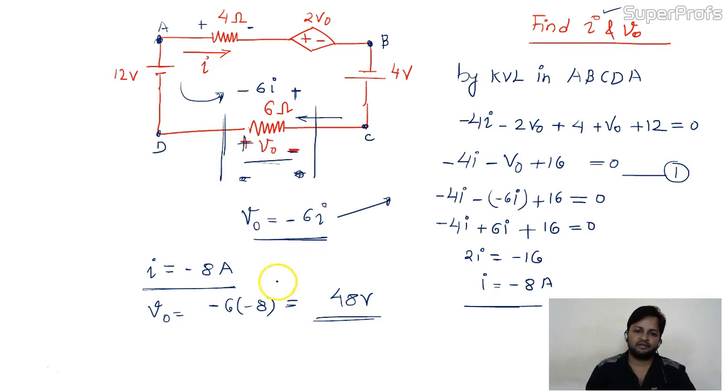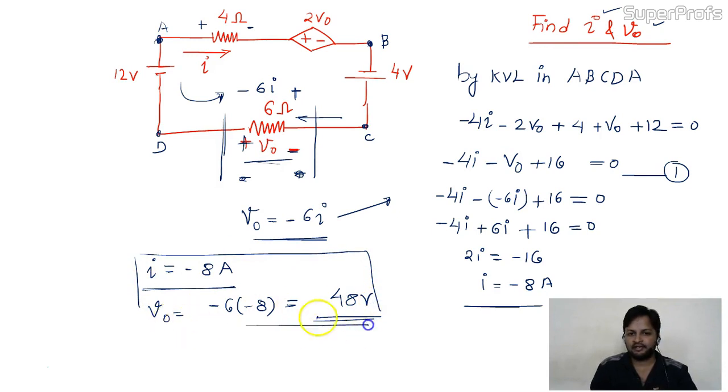I hope this one is clear to you. Now, they are asking for the I and V naught. Both are here, 48 and minus 8. This is our answer. I hope this one is clear. It's very easy actually. Come to the next.